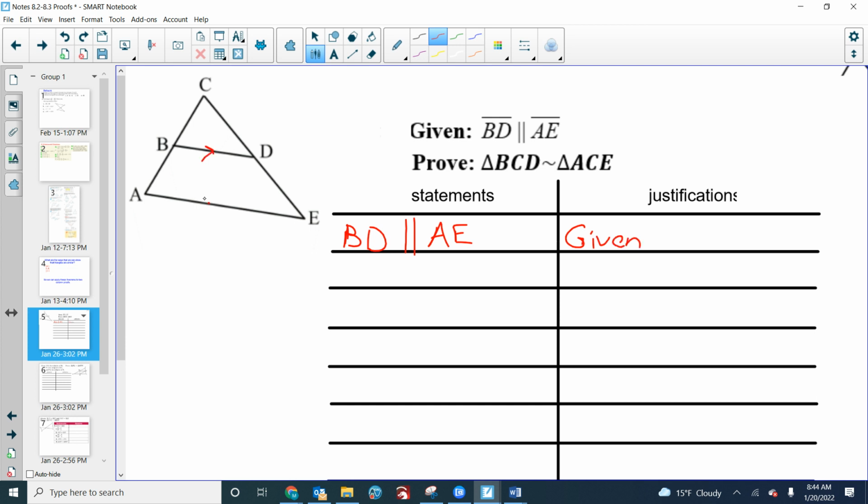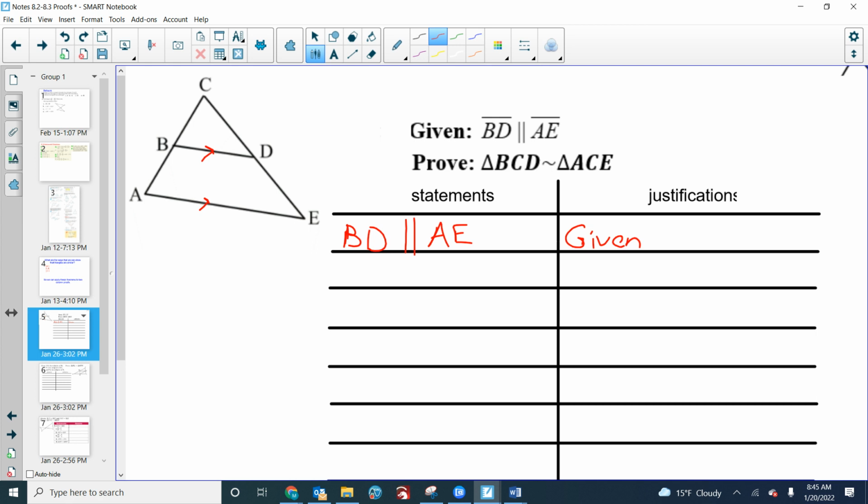BD parallel to AE. And now this one's easy because there's only 2 triangles. There's triangle BCD and there's triangle ACE. It's not that confusing which triangles they're talking about. In a proof coming up, there will be quite a few triangles in the picture, so identify which ones you're heading towards. Help me out. You guys are going to steer the ship today. You got this. This is review.